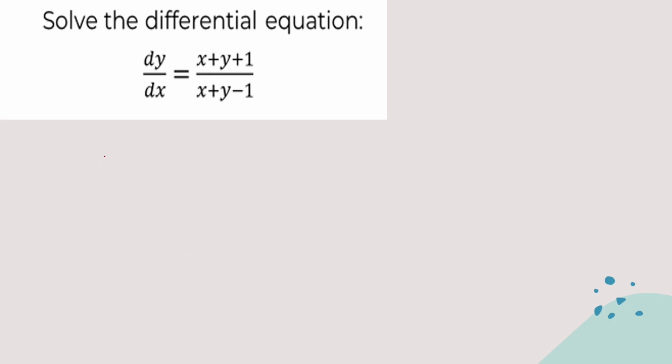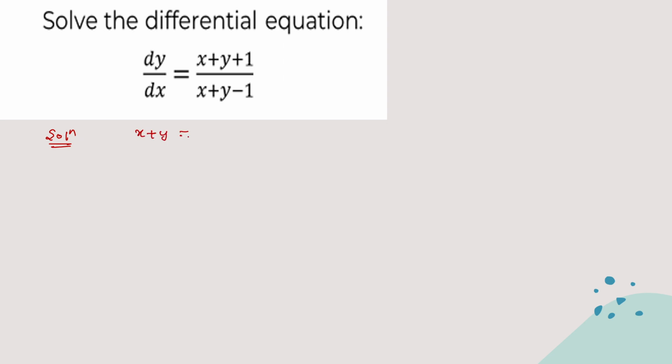the question is saying that solve the differential equation x plus y plus 1 upon x plus y minus 1. Now you can directly see that directly you cannot separate them. Okay, directly variable separable is not working out. So can anyone suggest me what should we do in this case? Which part should we take as t? X plus y, yes, correct. We have to take the x plus y as t.